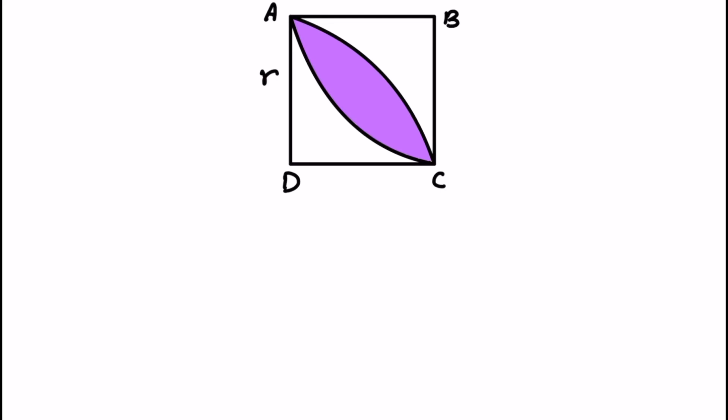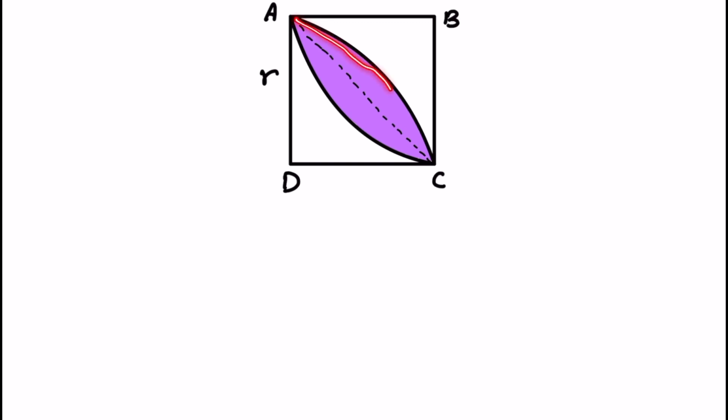In this question, a square ABCD is given and the side length of the square is r. The question asks for the area of the colored region that you see here. In order to solve this problem, first I'm going to divide the colored area into two parts.